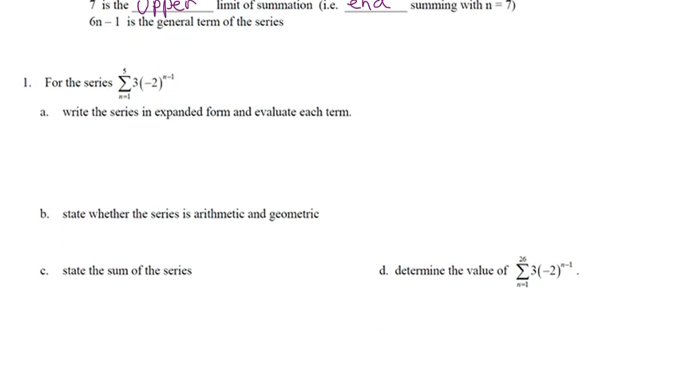Write the series in expanded form and evaluate each term. Okay, so we say the sum of n starting at 1 and ending at 5 of 3 times negative 2 to the n minus 1. Okay, here's how we write it. So I'm just going to rewrite this. Sum of n equals 1 to 5, 3 times negative 2 to the n minus 1 is equal to. So we start off by putting n equals 1, and we end up with 3 times negative 2 to the 1 minus 1.